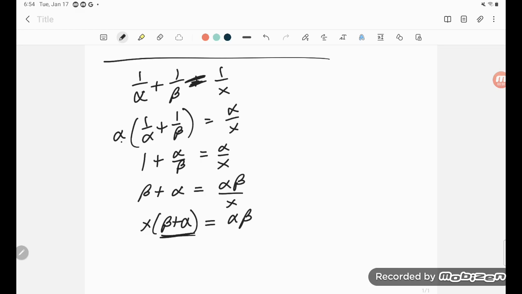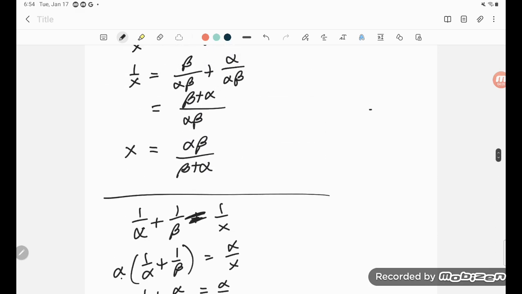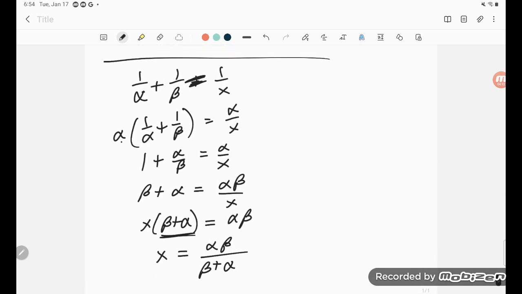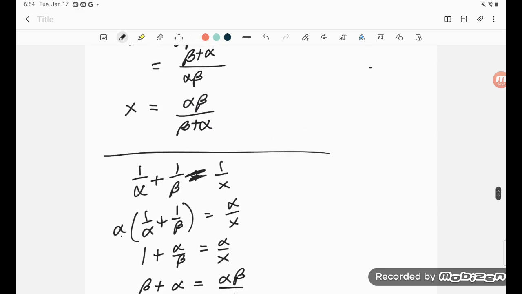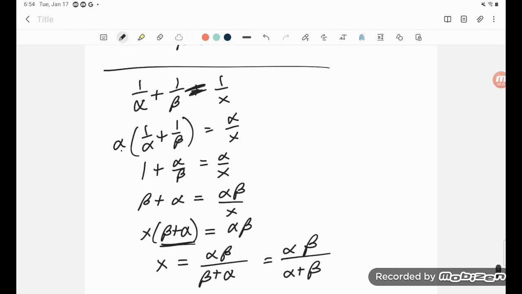Now divide both sides by the beta plus alpha, and I get my x equals alpha beta over beta plus alpha. So that was the same thing I got up here. Now me in particular, since alpha comes before beta, I would probably prefer to write it as alpha beta over alpha plus beta, but it really doesn't matter. And so, either of those methods work. You might be able to come up with something else as well. So there's 2.12b.